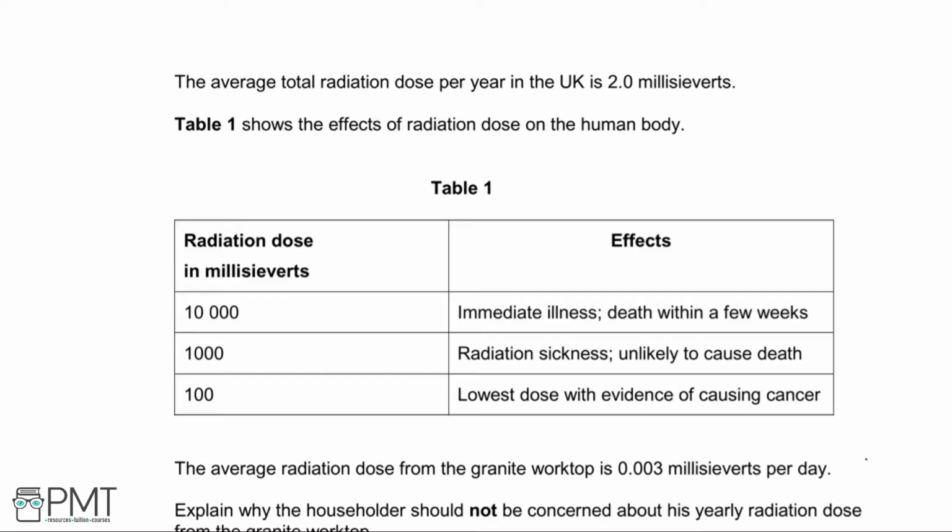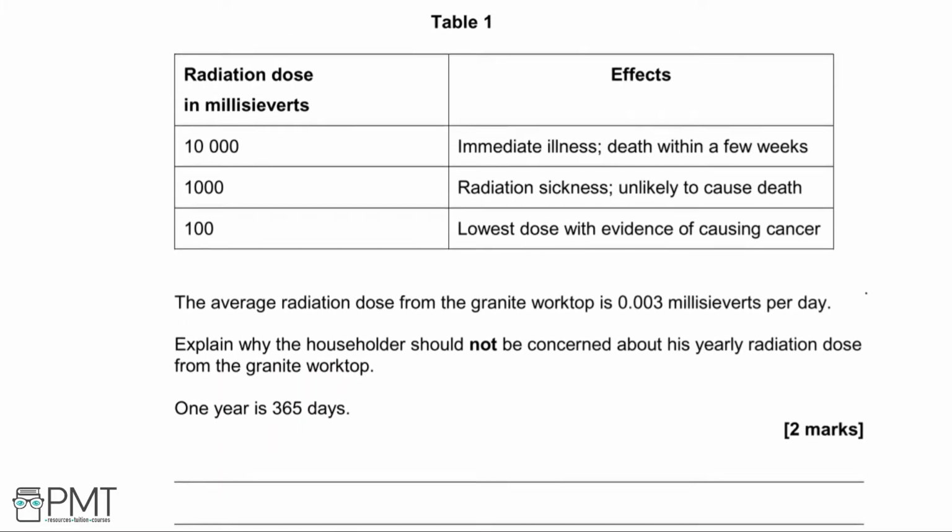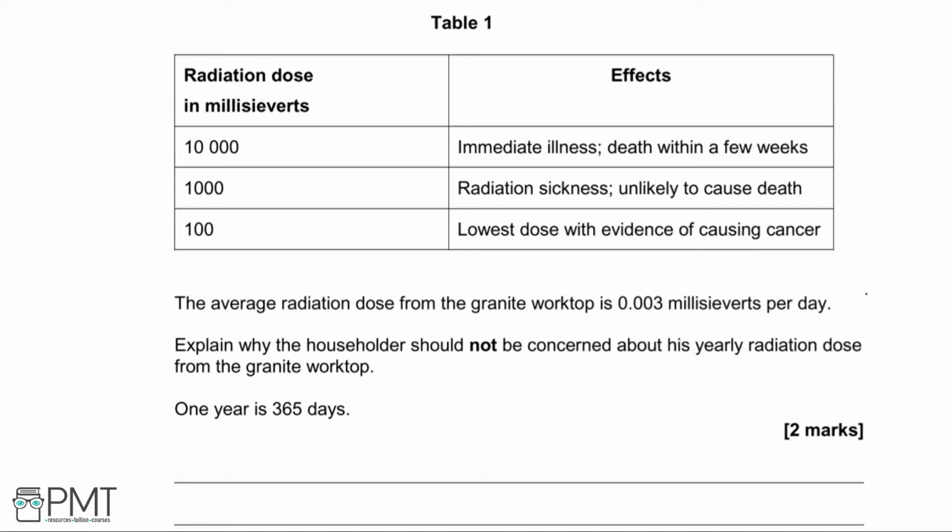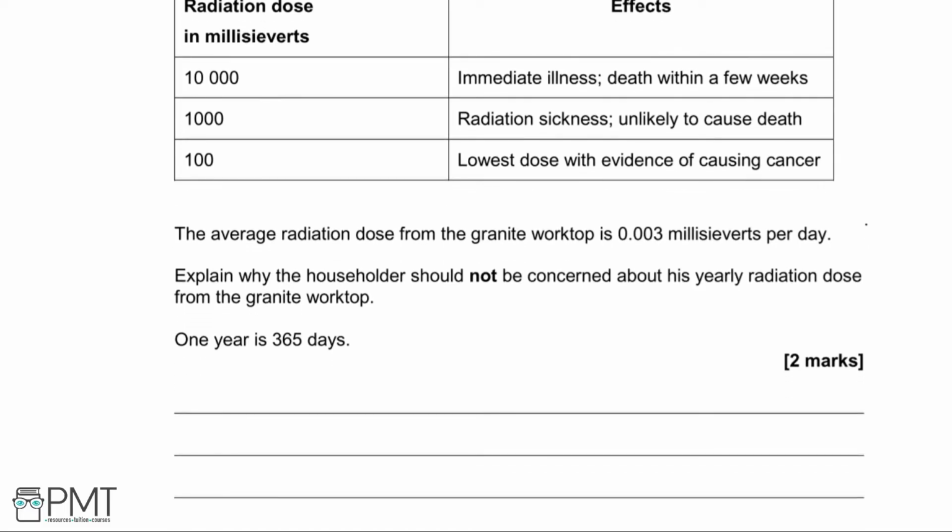The average total radiation dose per year in the UK is 2 millisieverts. Table 1 shows the effects of radiation dose on the human body. So here we're given a table with radiation doses in millisieverts and on the right the effect that they have. As the radiation dose increases, the effects get worse and worse. The average radiation dose from the granite worktop is 0.03 millisieverts per day. Explain why the householder should not be concerned about his yearly radiation dose from the granite worktop.